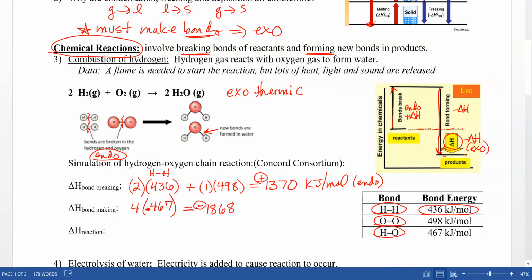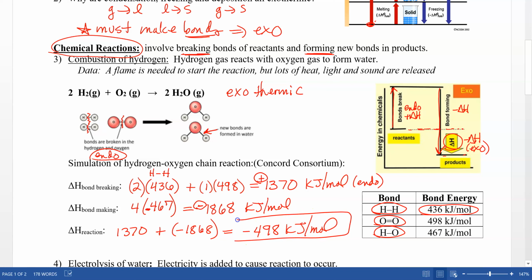So it takes 1370 to break the bonds, and then you release 1868 when you make the bonds. And so the net change is going to be negative. So really what you're going to do is add the 1370 plus the negative 1868. You're really adding them together, and you get your value of negative 498 kilojoules per mole. So that's going to be our delta H for the overall reaction. So that's that value right there.